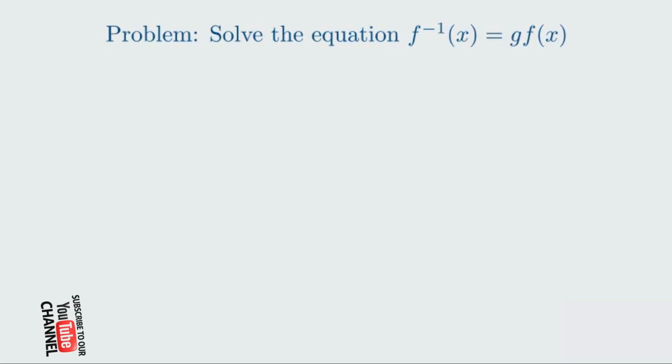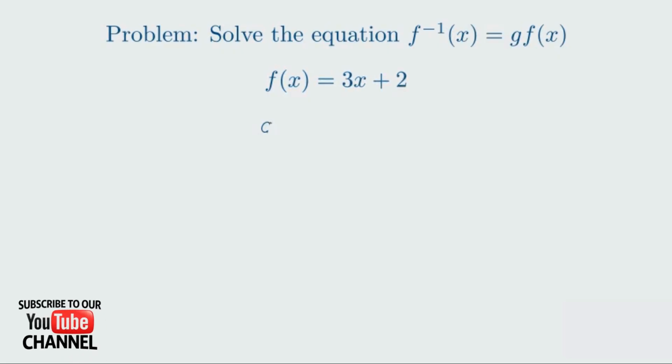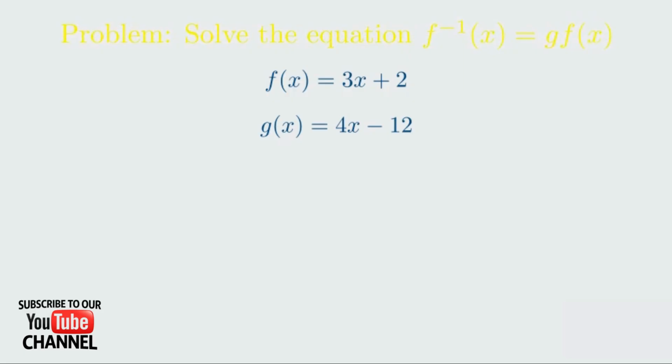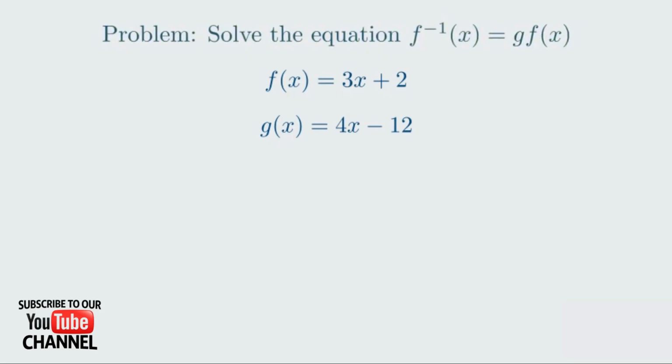We are given two functions, f and g. The function f of x is defined as 3x plus 2. The function g of x is defined as 4x minus 12. The equation we need to solve is f inverse of x equals g of f of x. We can see this involves finding an inverse function and a composite function. Let's start with the left side of the equation, the inverse function f inverse of x.